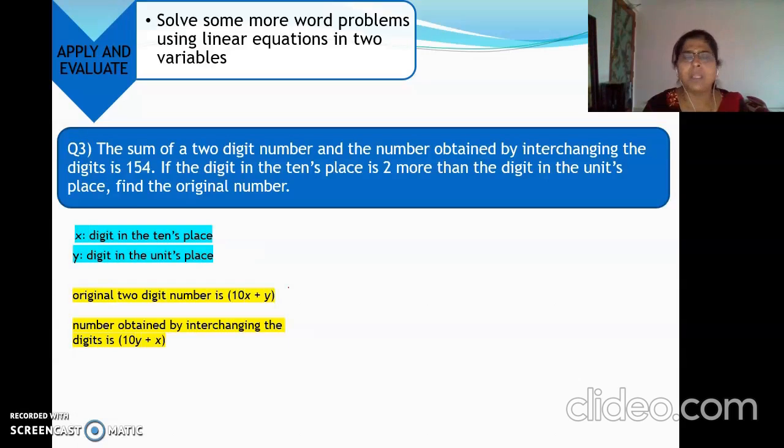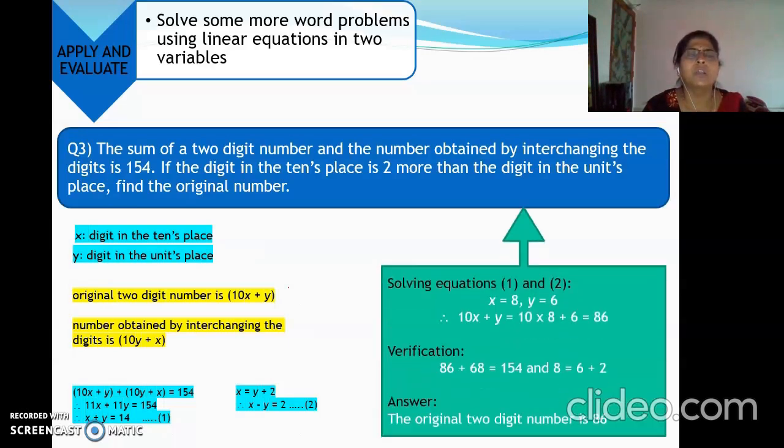Now the number obtained by interchanging the digits is going to be 10y plus x. As the sum of these two numbers is 154, by solving this, we get equation number 1 as x plus y is equal to 14. And from the second information, that the digit in the tens place, that is x, is 2 more than the digit in the units place, so x is 2 more than y. You can keep this as second equation, or x minus y is equal to 2 as second equation. Solving these very simple equations, though looking like a complicated sum, we get the value of x is 8 and y is 6. Hence 10x plus y is going to be 80 plus 6, that is 86.